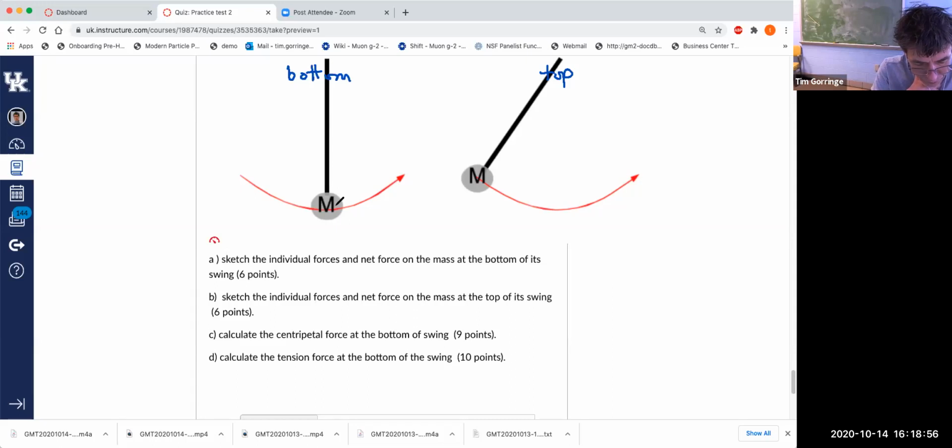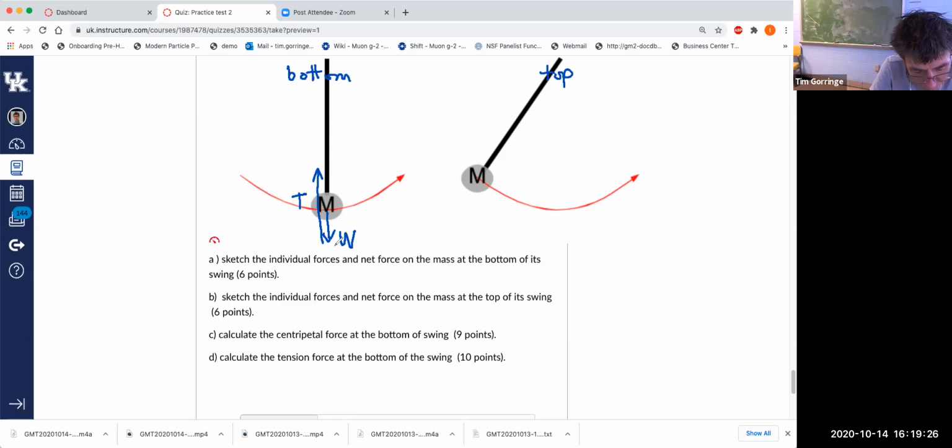In this case, when we're at the bottom, there is a gravitational force downwards. I'll call that W. There is a tension force upwards due to the string. I'll call that T. And because the object is executing a circular motion here, there must be a centripetal acceleration. It must be a centripetal force.